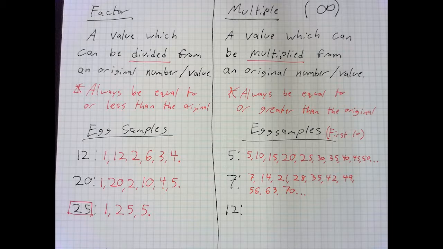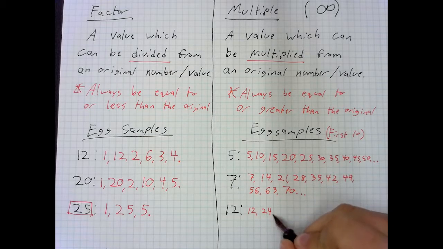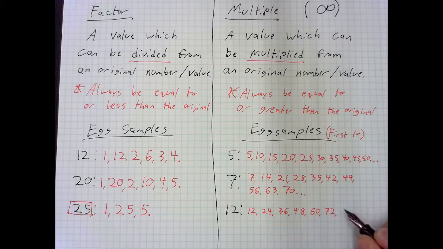For 12, we're going to do the same process once again. For 12, we have 12, 24, 36, 48, 60, 72, 84, 96. Had a temporary moment where I forgot how numbers work. This is embarrassing. 108. Oof. And 120, and so on.